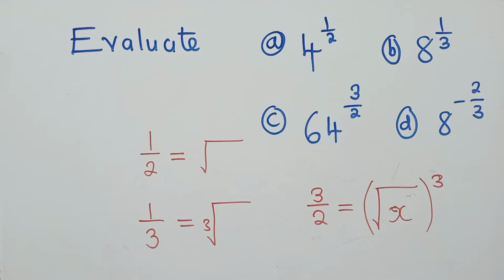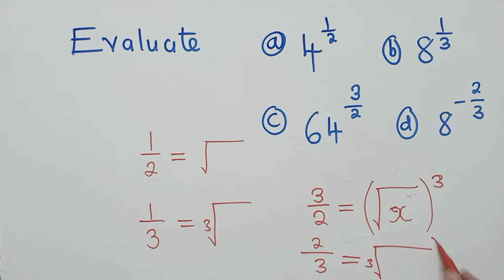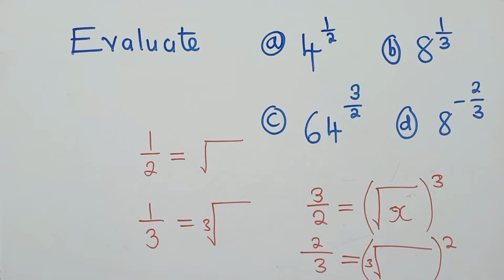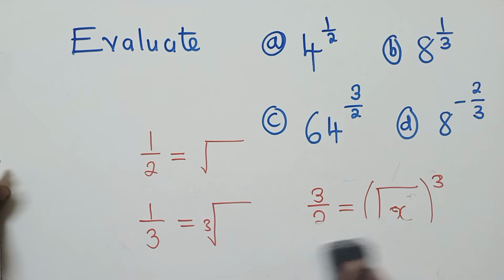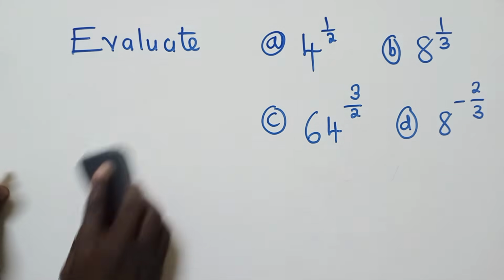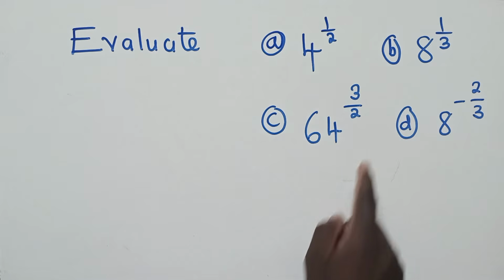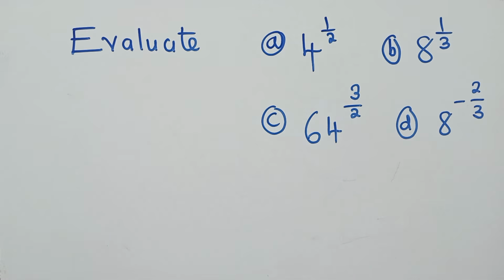That's what it means. Another one, when you have a 2 right here and a 3 down here, this will simply mean you find the cube root. You see, 3 down here, 3 down, cube root, and square it like that. So these are some of the basic things or basic information that you need in order for you to answer these 4 questions.